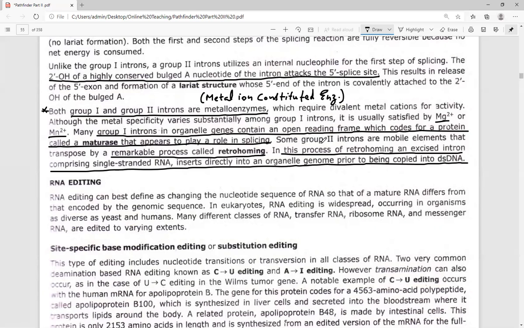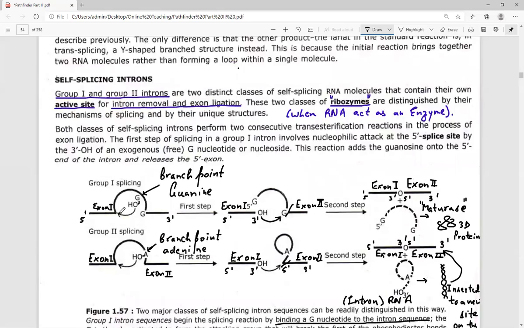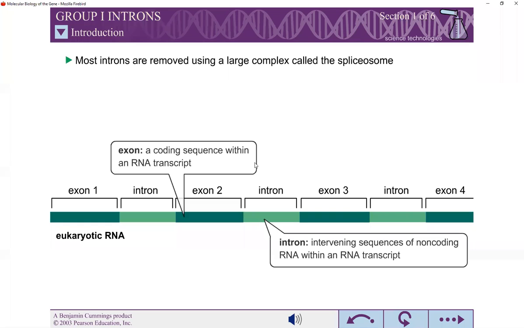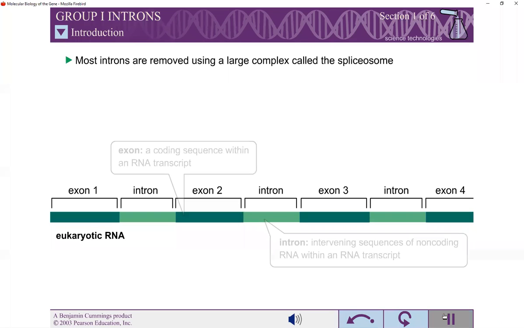Now, let us have a look at the animation in order to understand the phenomenon of retrohoming, and how group 1 splicing actually takes place. So let us have a look at the animated version of the lecture on group 1 introns and how they work. Please have a visualization of the same.